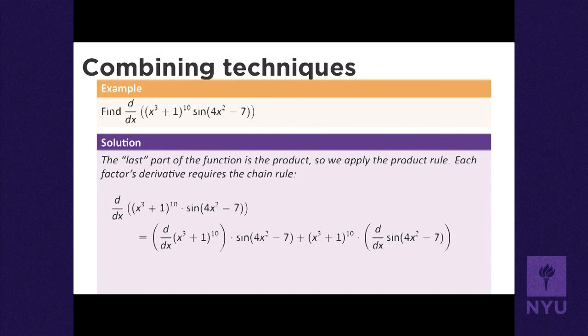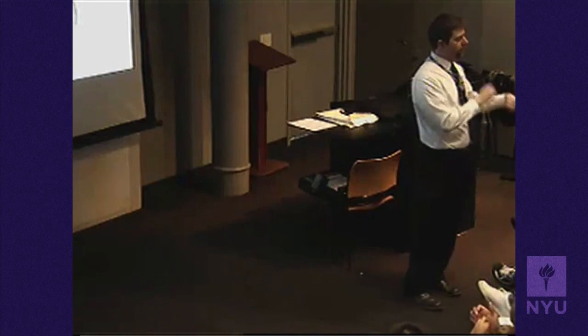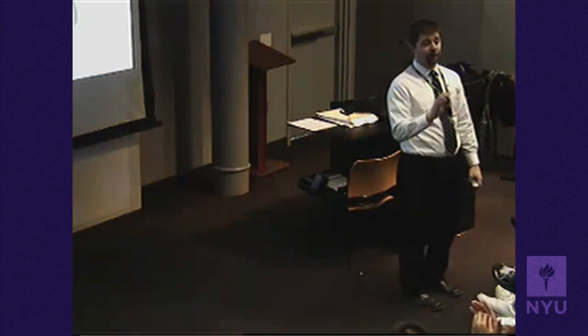In this first case, it is just a polynomial. So I could find x cubed plus 1 to the 10th power and then differentiate term by term. That's a legitimate way to differentiate that function. And in fact, early versions of Mathematica could only do that. They could only multiply out polynomials.